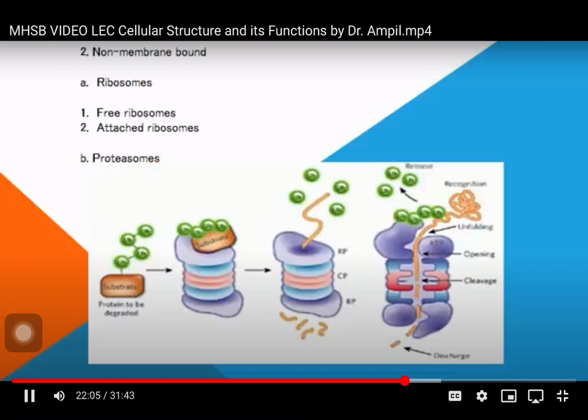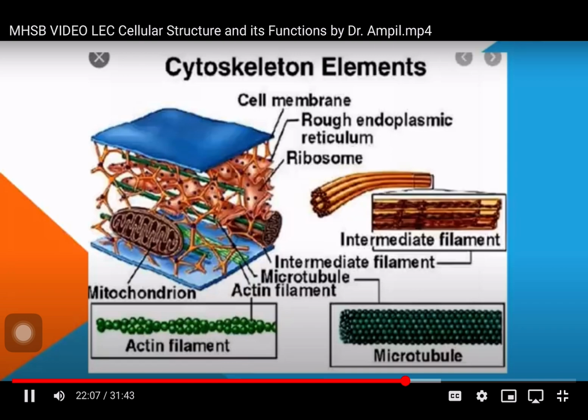So those are the different organelles. Now, regarding the inclusions, these are inert or non-living substances in the cytoplasm that do not perform definite functions. Examples of inclusions are glycogen, lipids, vacuoles, crystals, and pigment granules. So now we go into the cytoskeleton.